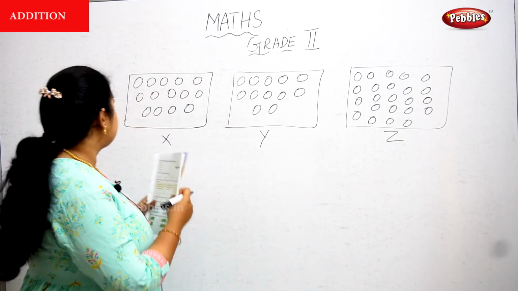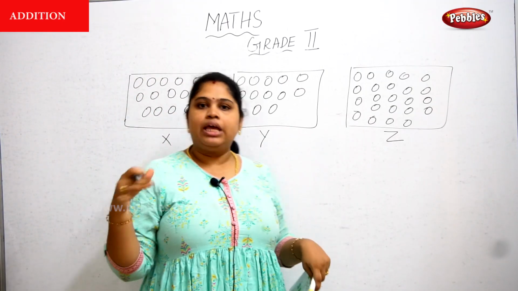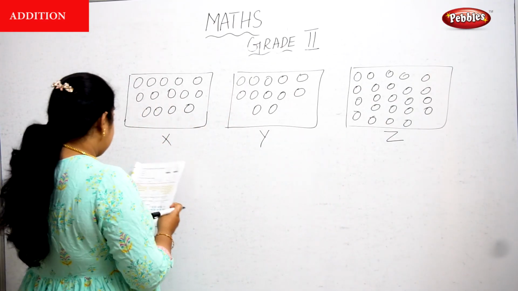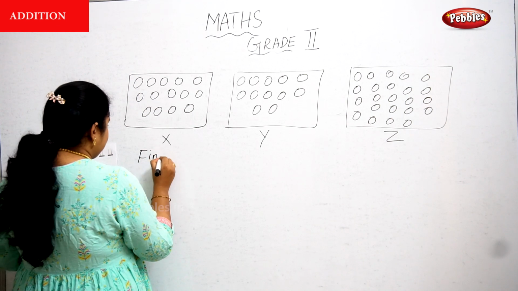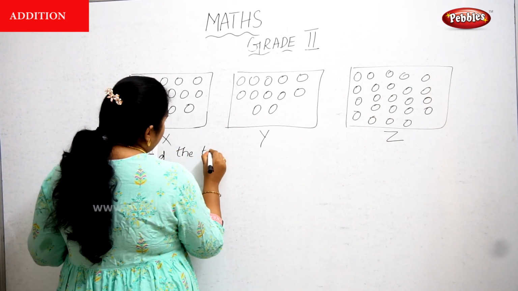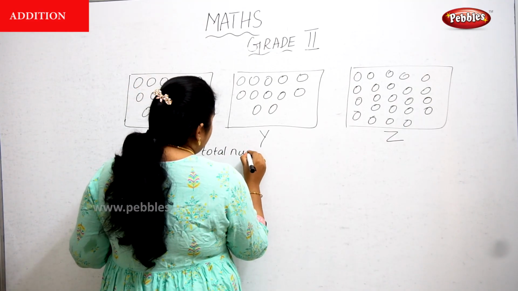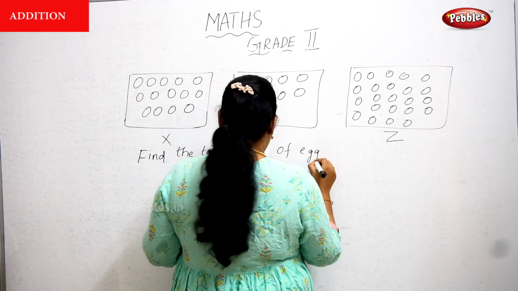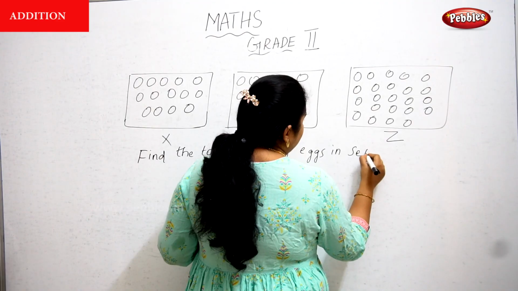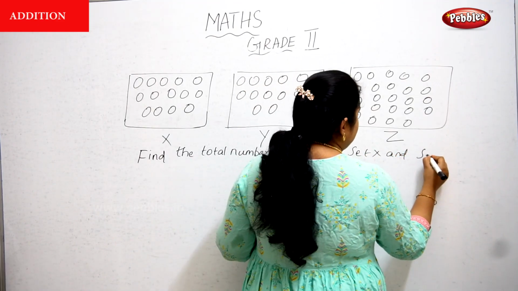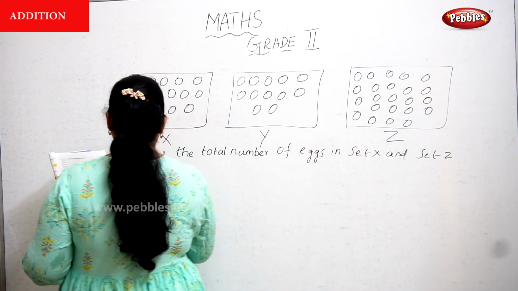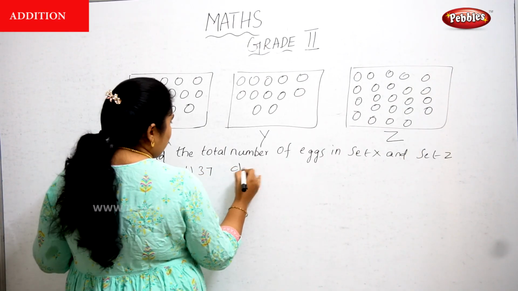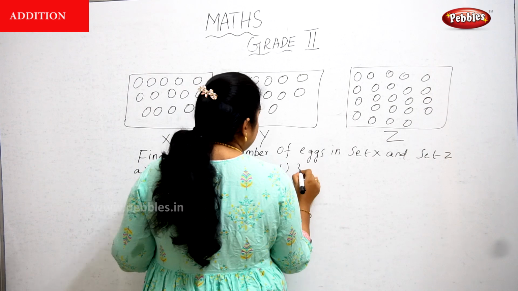Okay, so what is the first question? Now I'm going to ask you 3 questions. The 3 questions are related to X, Y and Z. Okay children, let's see what that is. Find the total number of eggs in set X and set Z. I am giving the options also. Option A 25, option B 37, option C 30, option D 35.